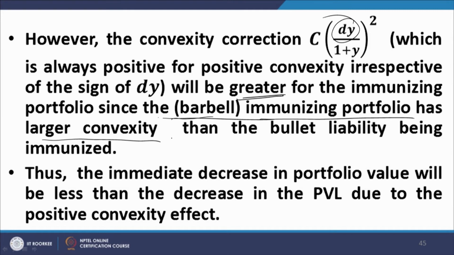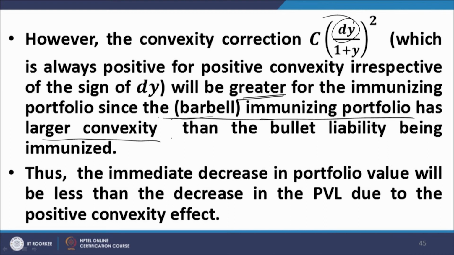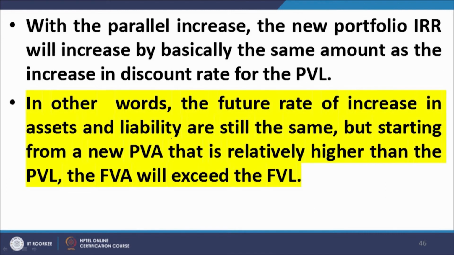So, if the interest rates increase, what happens? The bullet's value will decrease, the barbell's value will decrease, but the barbell's value will decrease less, because the convexity correction in the case of the barbell, which operates positively, is higher compared to the correction in the bullet. Thus, the immediate decrease in portfolio value will be less than the decrease in the present value of the liability due to the positive convexity effect. With the parallel increase, the new portfolio IRR will increase basically by the same amount as the increase in the discount rate for the present value of liability.